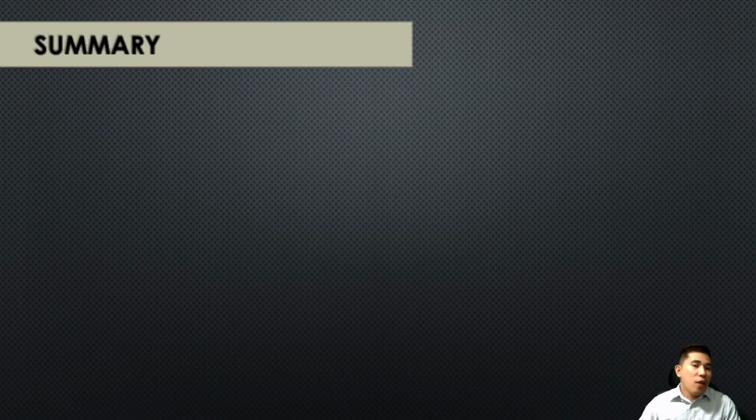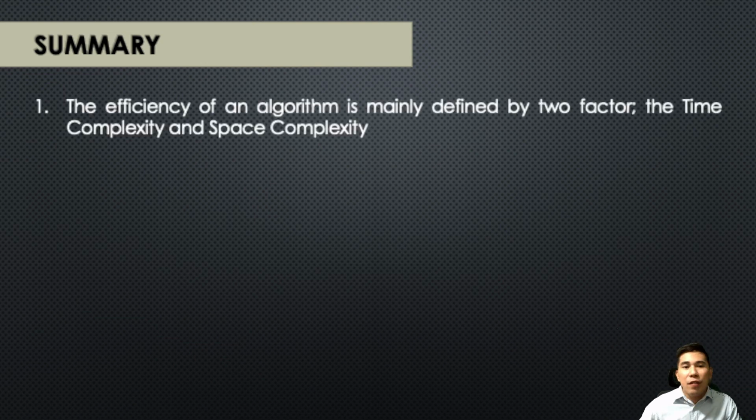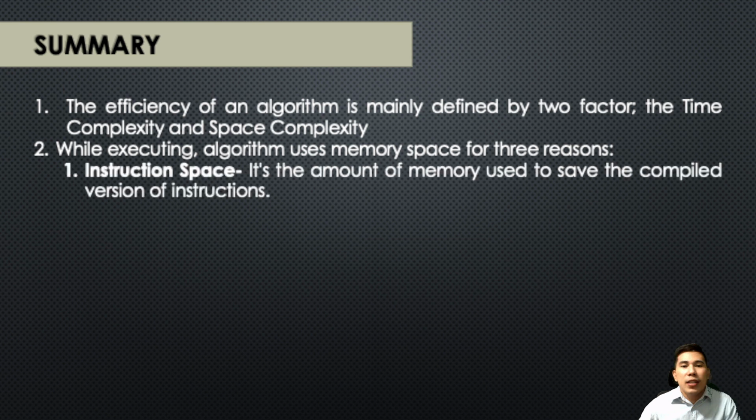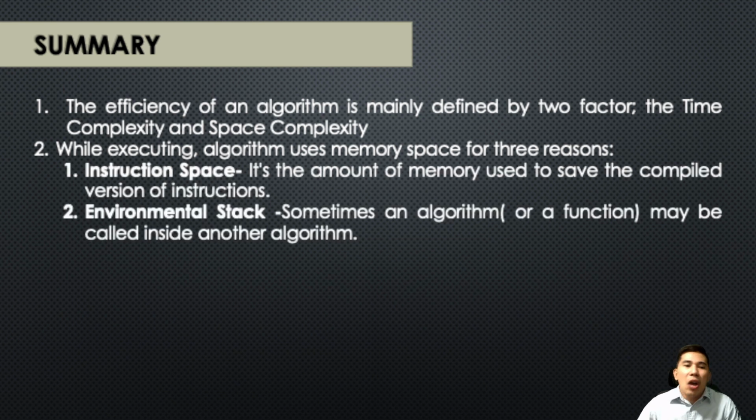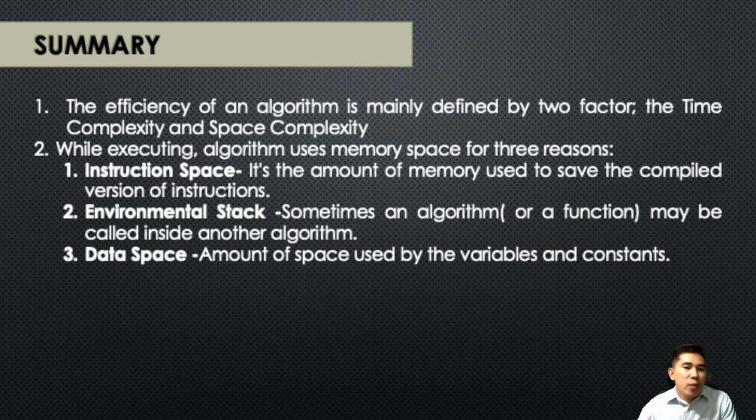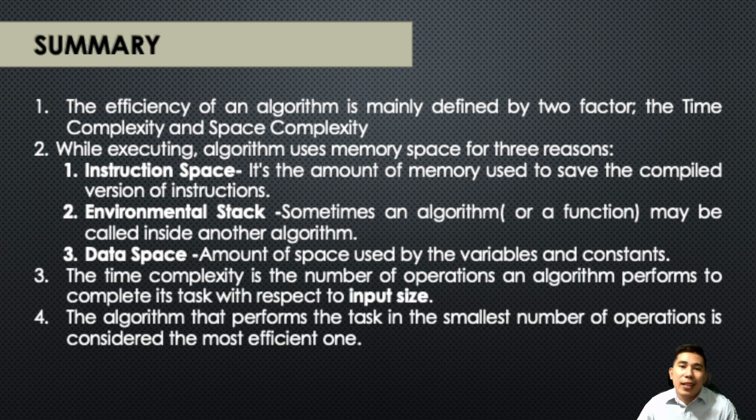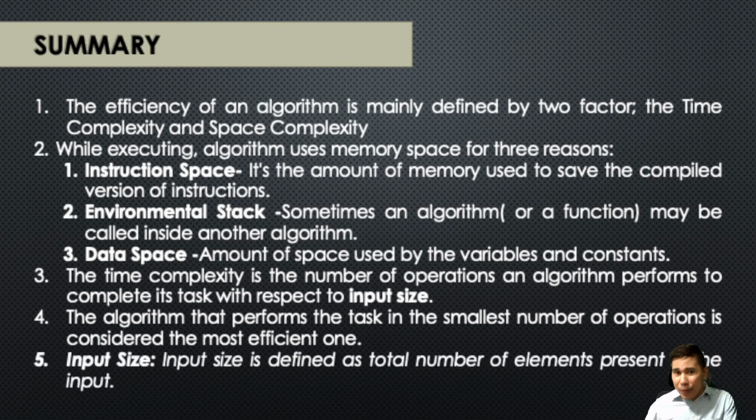As a summary of our topic for today, the efficiency of an algorithm is mainly defined by two factors: time complexity and space complexity. While executing, an algorithm uses memory space for three reasons: the instruction space, environmental stack, and data space. The time complexity is the number of operations an algorithm performs to complete its task with respect to input size. The algorithm that performs the task in the smallest number of operations is considered the most efficient. Input size is defined as the total number of elements present in the input.